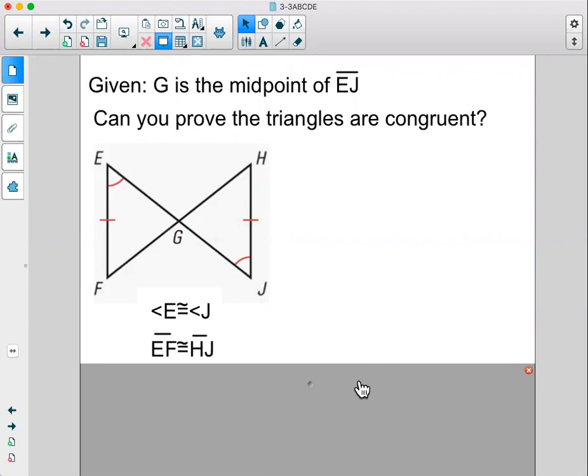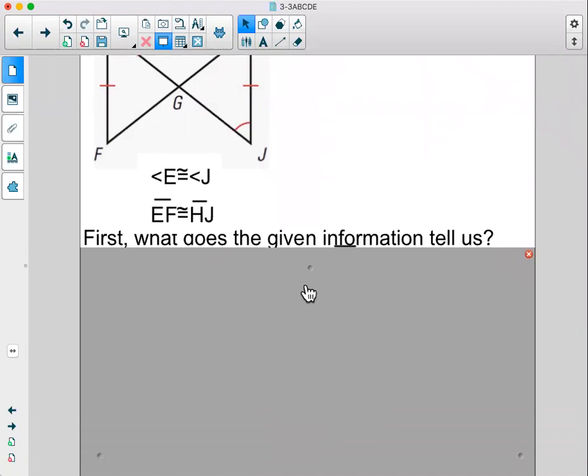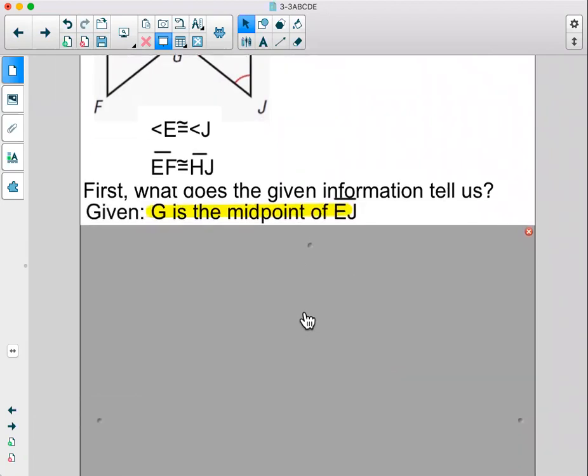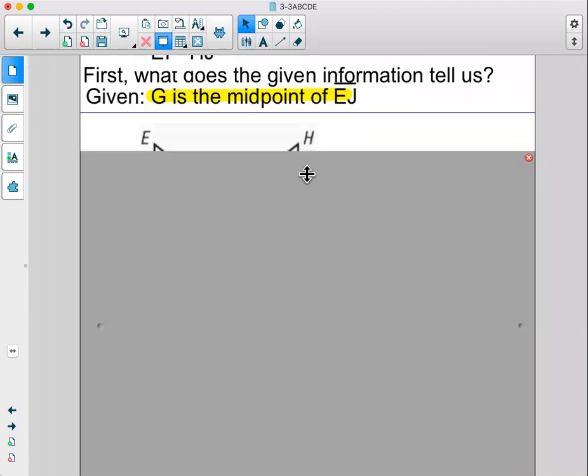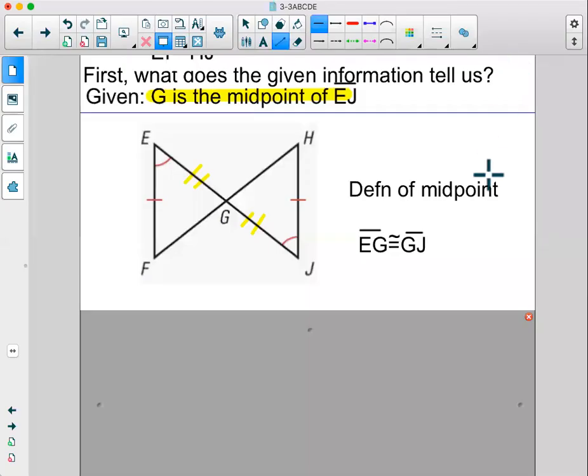Then you want to ask yourself, what does the given information tell us? We were also given that G is the midpoint of EJ. And so we're going to use our definition of midpoint here. And we jot down what that tells us. Because we're given G is the midpoint of EJ, then we know a midpoint divides a segment into two congruent parts. So now we know EG is congruent to GJ.